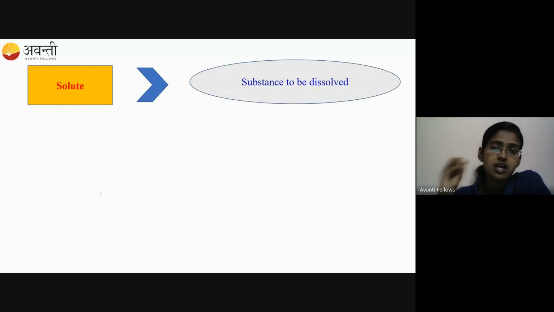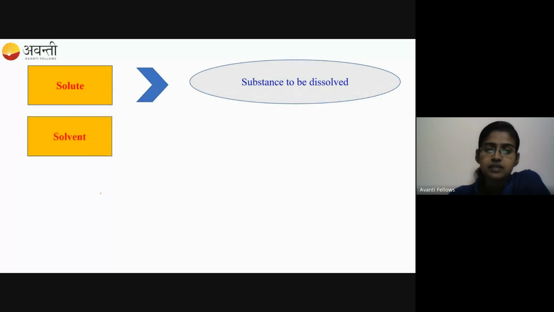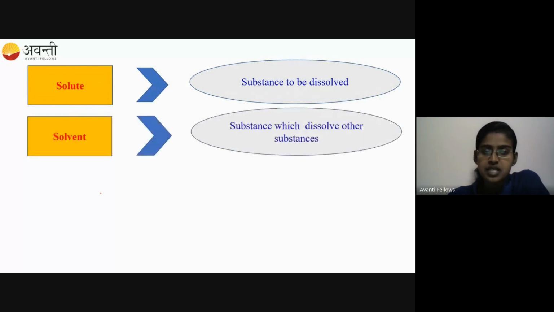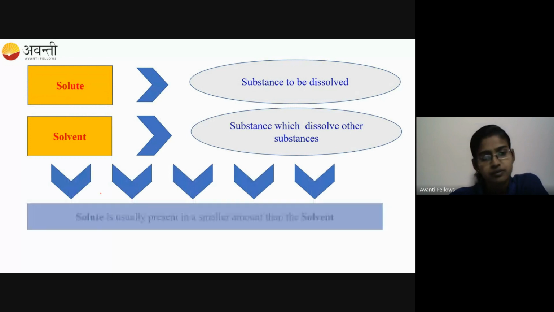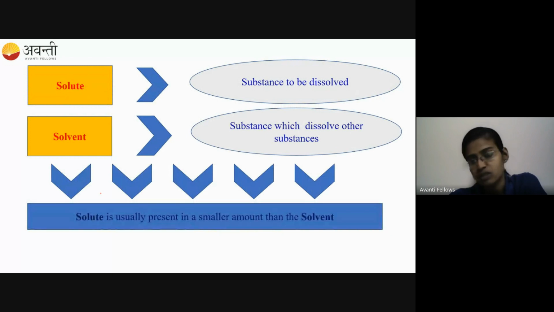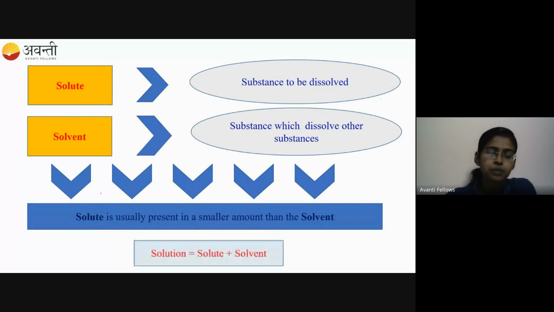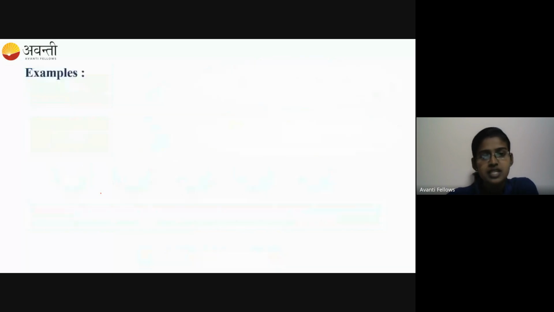Now, what is a solvent? The substance which dissolves the other substance is called a solvent. Solute is usually present in a smaller amount than the solvent. Solute will always be lesser in amount and solvent will be larger in amount, and solute plus solvent will give the solution. Okay. Now, let's see some examples for solution.